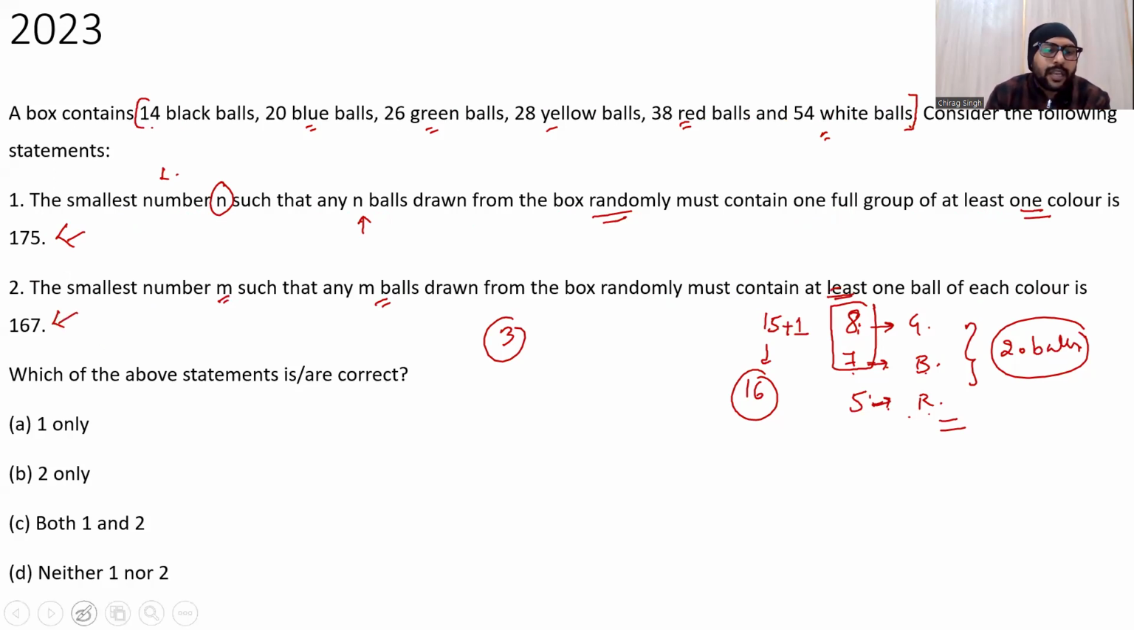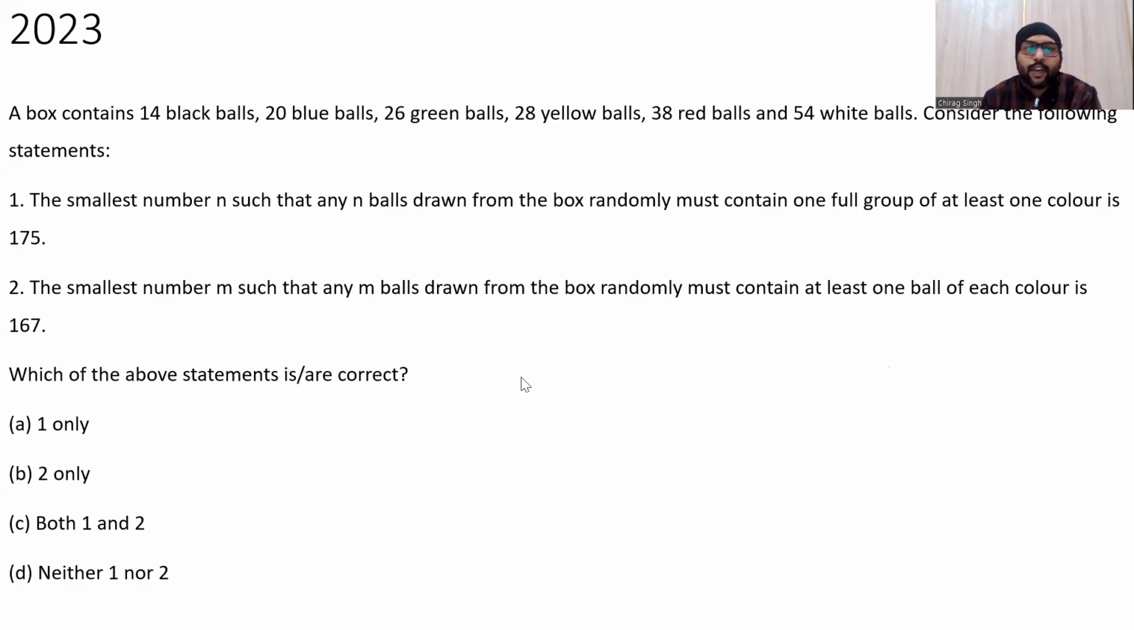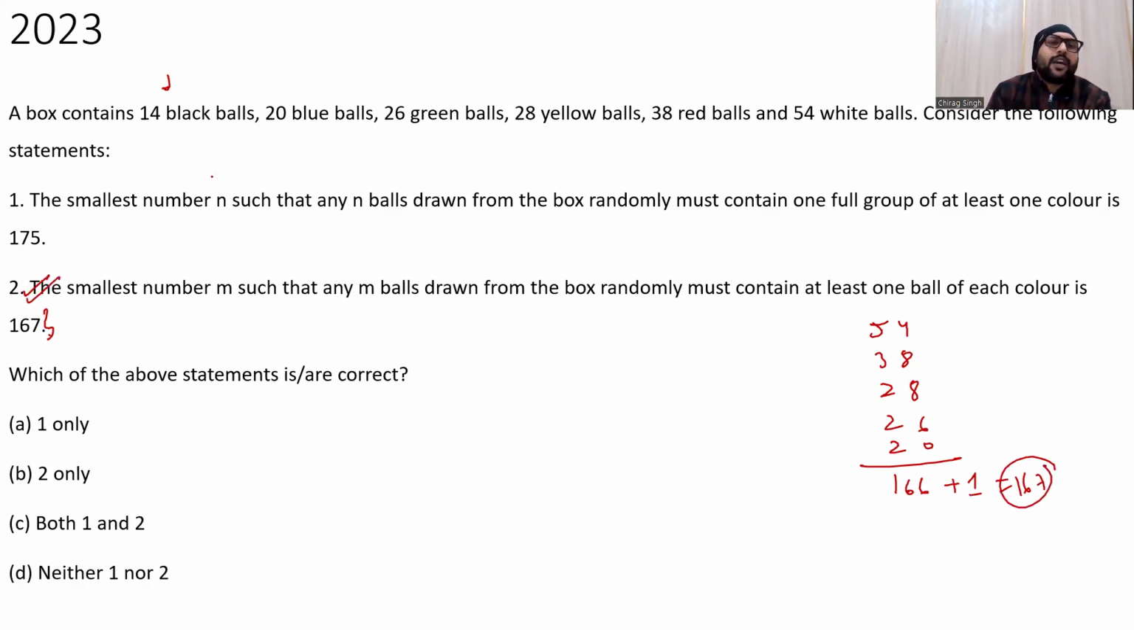This means it is saying the same thing: if I have to draw one ball of each color, I must draw at least 167 balls. So as I have told you, except 14, as 14 is the smallest number, add the other numbers and plus 1 and see if it is equal to 167 or not. So 54 plus 38 plus 28 plus 26 plus 20 would be equal to 166. And if you add 1 to this, it would be 167, which means the second statement is correct. If you have to pick one ball of each color, you have to draw at least 167 balls out of the box.